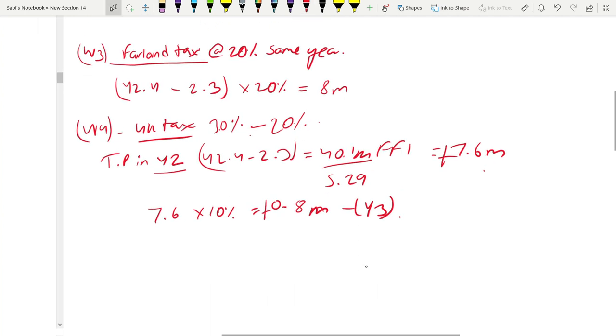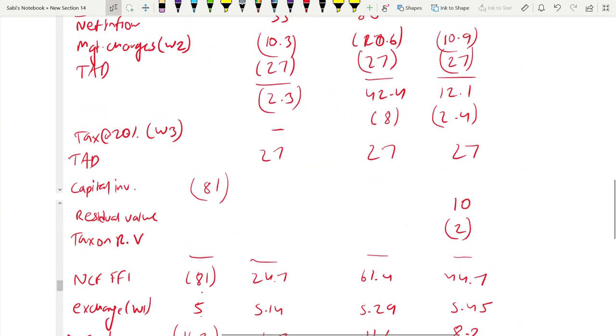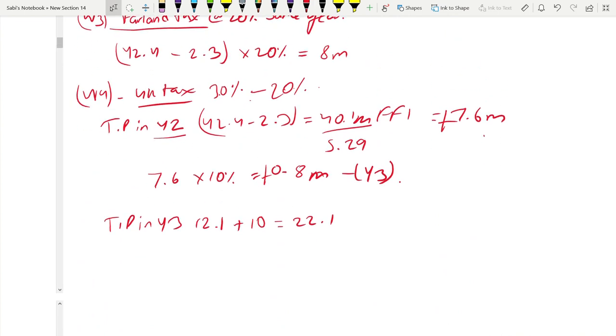What about taxable profit in year 3? Taxable profit in year 3 was 12.1. With this, you have to add the residual value also in that year, which becomes 22.1. We'll go to the cash flow and I will show you. You see, 12.1. With this 12.1, you are adding this 10 also. So 22.1. Now, using year 3's exchange rate, that is 5.45, convert this into pounds, it will be 4.1 million pounds. On that 4.1 million pounds, you are paying 10% only, the difference, which will be equal to 0.041, but we'll take it as one decimal place, which will be paid in year 4, 1 year later.